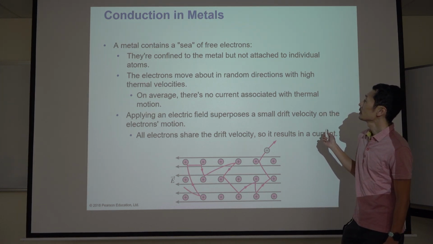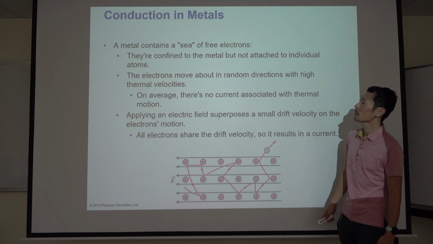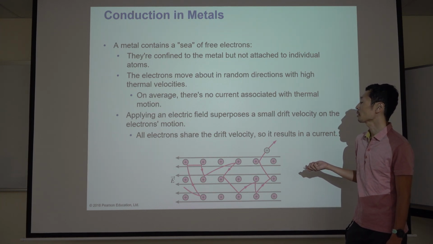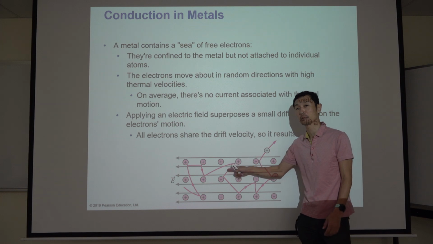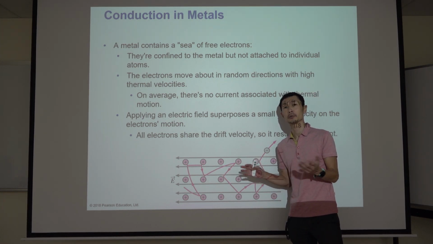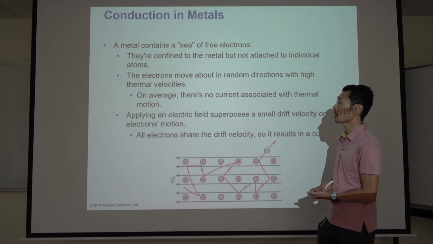Electrons move about in random directions with high thermal velocities. On average, there's no current associated with the thermal motion. Thermal motion is just random motion, not in any particular direction, so it doesn't carry current because there is no net movement.